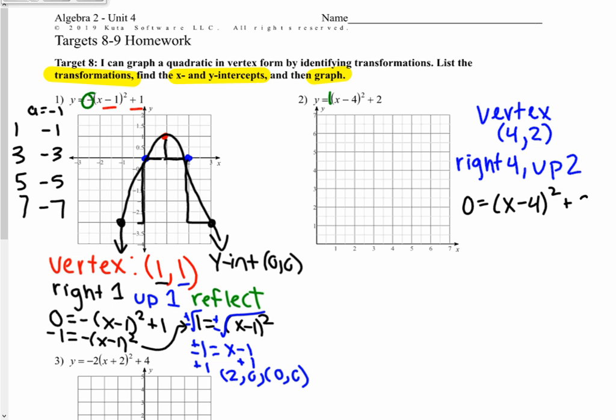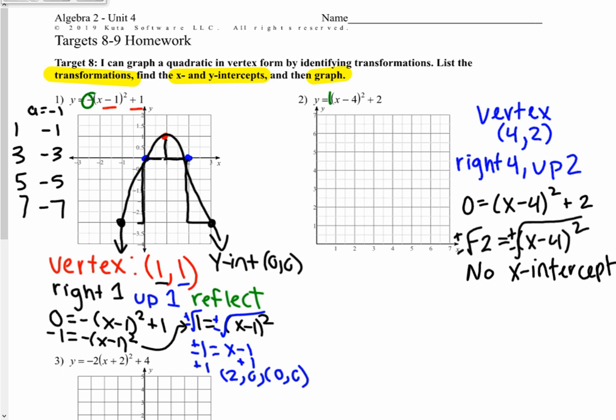Solving for my x-intercepts, I'm going to plug 0 in for y, so 0 equals x minus 4 squared plus 2. Subtract 2 over, -2 equals x minus 4 squared, and then I take the square root. Since I'm looking for x-intercepts, I know I can't have imaginary x-intercepts, and I have the negative underneath the square root, so that would give me an imaginary number. This tells me then I have no x-intercepts. So my graph's never going to cross that x-axis.